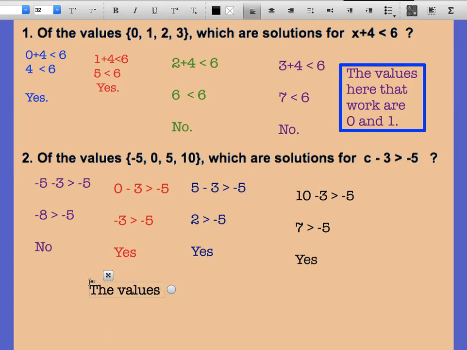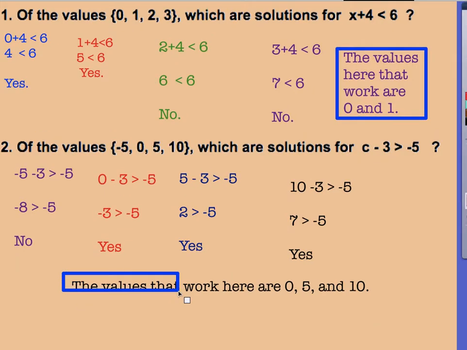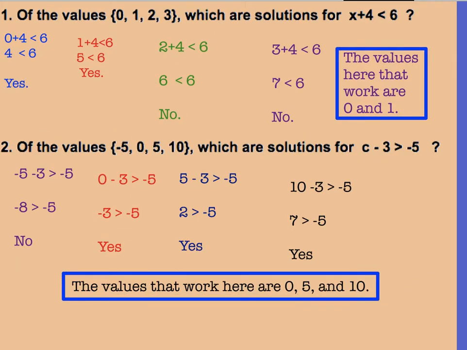So the values that work here, and look at the numbers we substituted, right? Not necessarily the simplified form. 0, 5, and 10. And I like to box in or circle my answers always too.